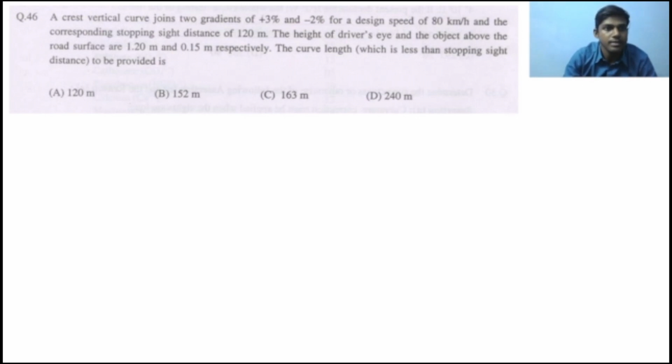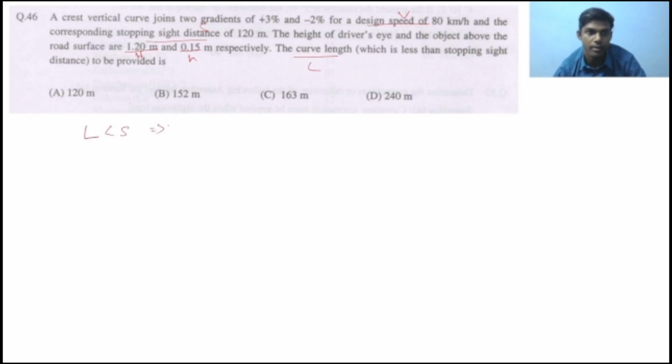Next question: the crest vertical curve joins two gradients of plus 3% and minus 2%, ascending and descending. Therefore, it is a summit curve. Design speed is given, V is 80 km per hour, and the corresponding stopping sight distance is given, S is 120 meter. Height of driver's eye and height of object above the road surface are given, that is 1.2 meter and 0.15 meter. This is capital H and this is small h. Curve length to be provided is L, we have to find out, and one more condition is given, which is L lesser than stopping sight distance. So L is lesser than S.